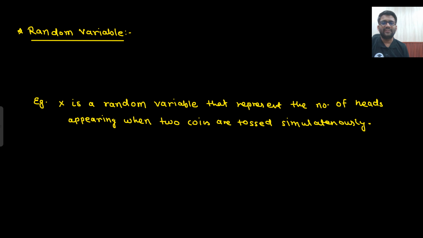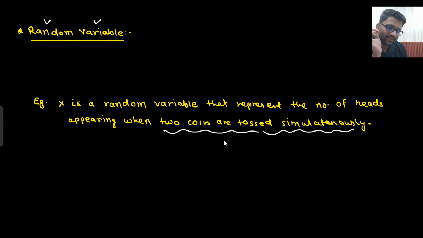Now let's go to our chapter, which is random variable. So let's understand the meaning of random variable with example. So what we are saying, x is a random variable. You can understand random and it is a variable. So x is a random variable that represents the number of heads appearing when two coins are tossed simultaneously. So what is the experiment here? What is the random experiment here? Two coins are tossed simultaneously. So this is your random experiment, right?